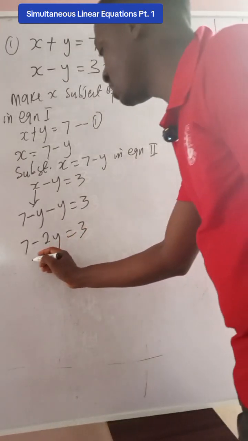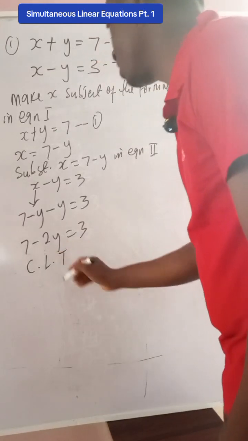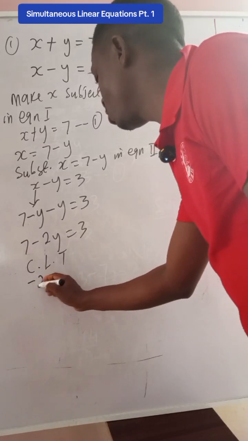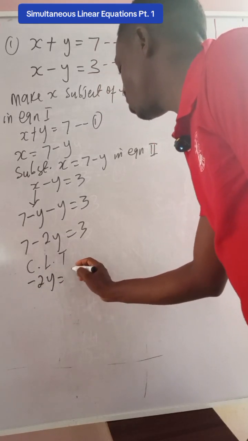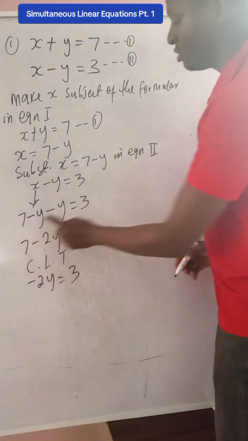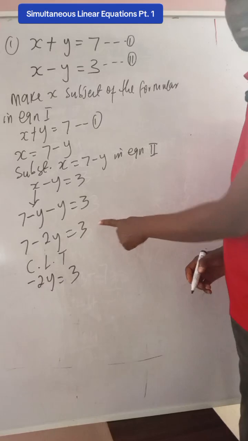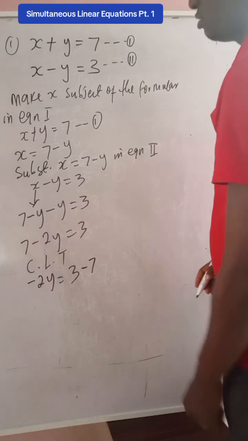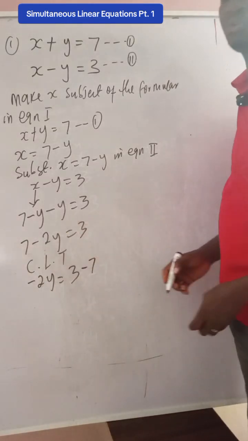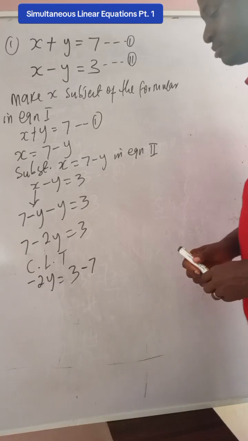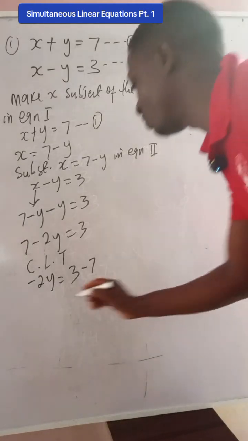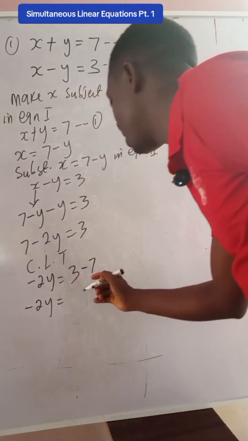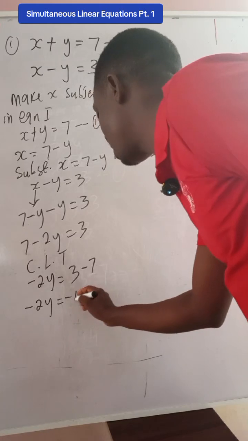So the next thing here is for us to collect like terms. So in collecting like terms, minus 2y is equals to 3. So 7 will now cross over to this other side. So 7 will now become minus 7. Don't forget, this is positive 7. When it crosses the equality sign, it becomes negative. So what is the next thing we are going to do? This is minus 2y is equal to 3 minus 7 is minus 4.